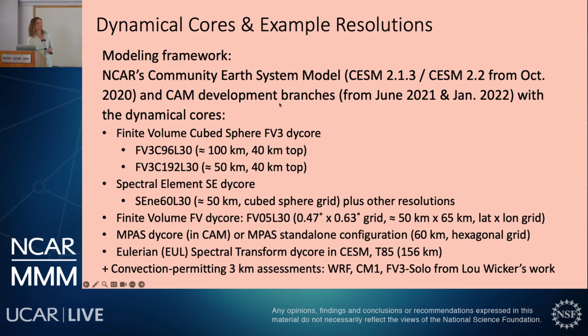All right. Okay, here's the lineup of model configurations that I touch upon. It's FV3. It's also the spectral element dynamical core, which is in CESM. This is coming from DOE, but it's now a default also at NCAR. We have an older version, the FV dynamical core on the lat-lon grid. We have MPAS, in CESM or standalone. We have a spectral transform Eulerian model, which is also in CESM. And then we have WRF and CM1. And there's a standalone GFDL version of FV3 called Solo. Let's see whether we get there.